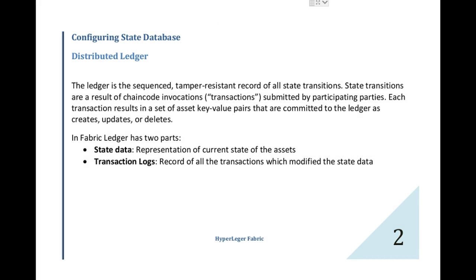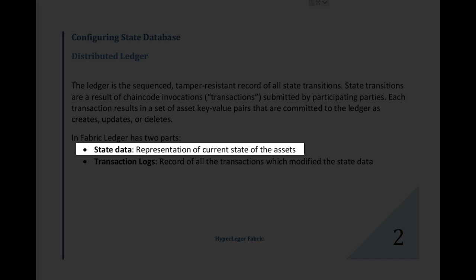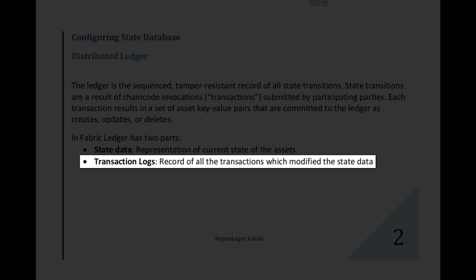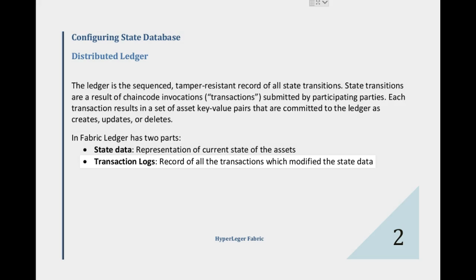Each transaction results in a set of asset key value pairs that are committed to the ledger as create, update, or delete. Fabric ledger has two parts, that is, state data and transaction logs. State database holds the last known committed value for any given key, that is, it is the representation of current state of the asset. Transaction logs record all the transactions which modify the state data.